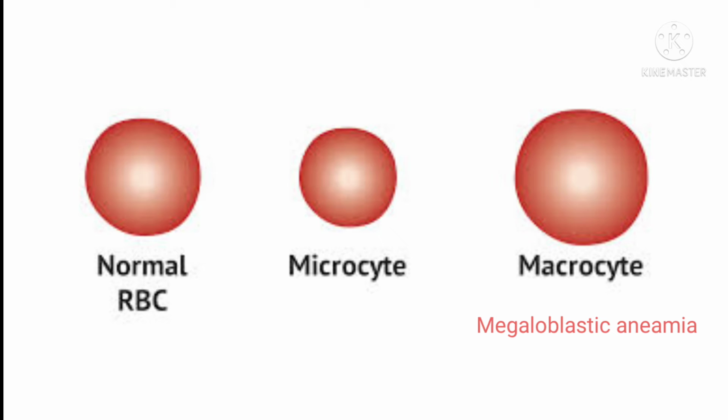The next one is microcytosis. When the size of the RBC is small, that is, the diameter is less than 7 microns and MCV is less than 80 femtoliters, it's known as microcytosis. So it's mostly seen in iron deficiency anemia and thalassemia.